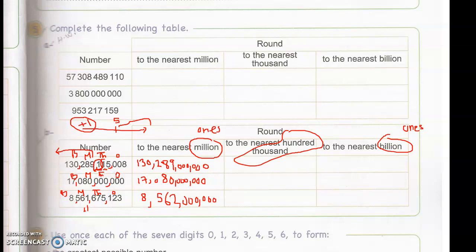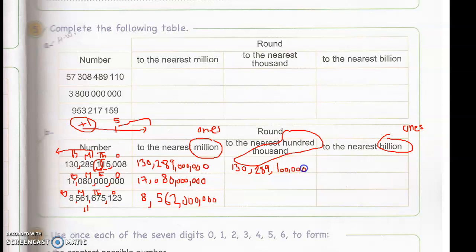1, is it less or more than 5? Less, so I will keep the circled digit the same. All of them will be the same till the 100,000 digit. So 130 billion, 289 million, 100,000. Okay, so when I say 100,000 here, it has to be when you are reading the number.